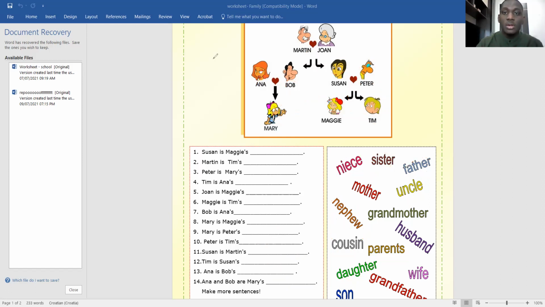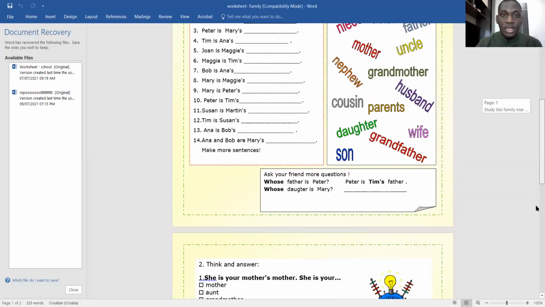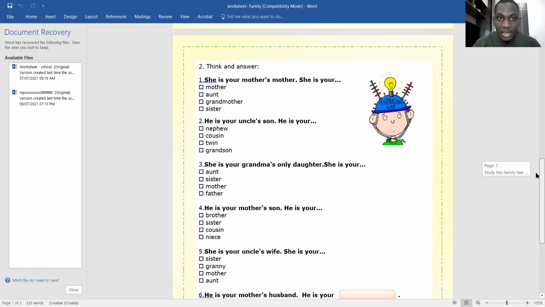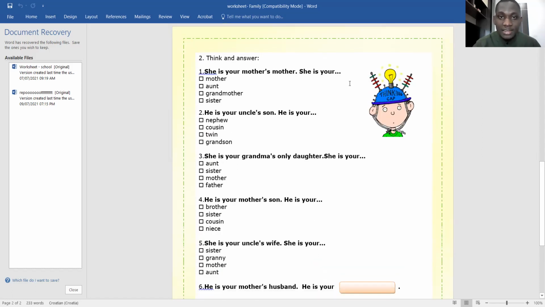Then the last part is part 2. Here is part 2. Think and answer. So now you have to think, right? But I will help you to answer some questions. Number 1, think and answer. You have to think. Let's think together. Are you thinking with me? Think and answer. Good.